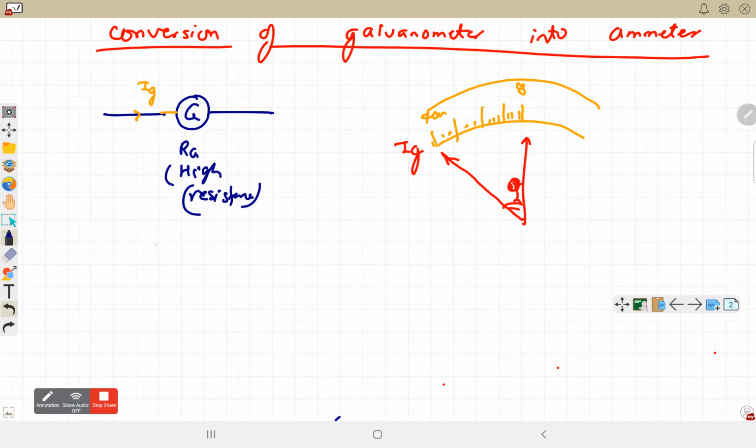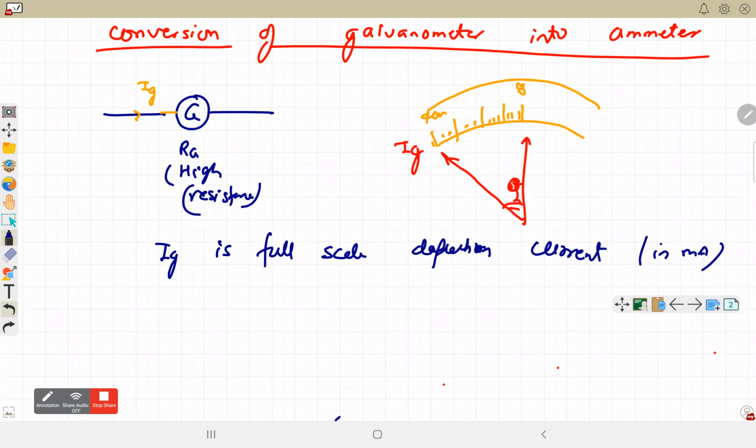IG and RG, these two are the constants which should be known for the calculation of any conversion question. Full scale deflection current is usually in the order of milliampere, because its resistance is very high.